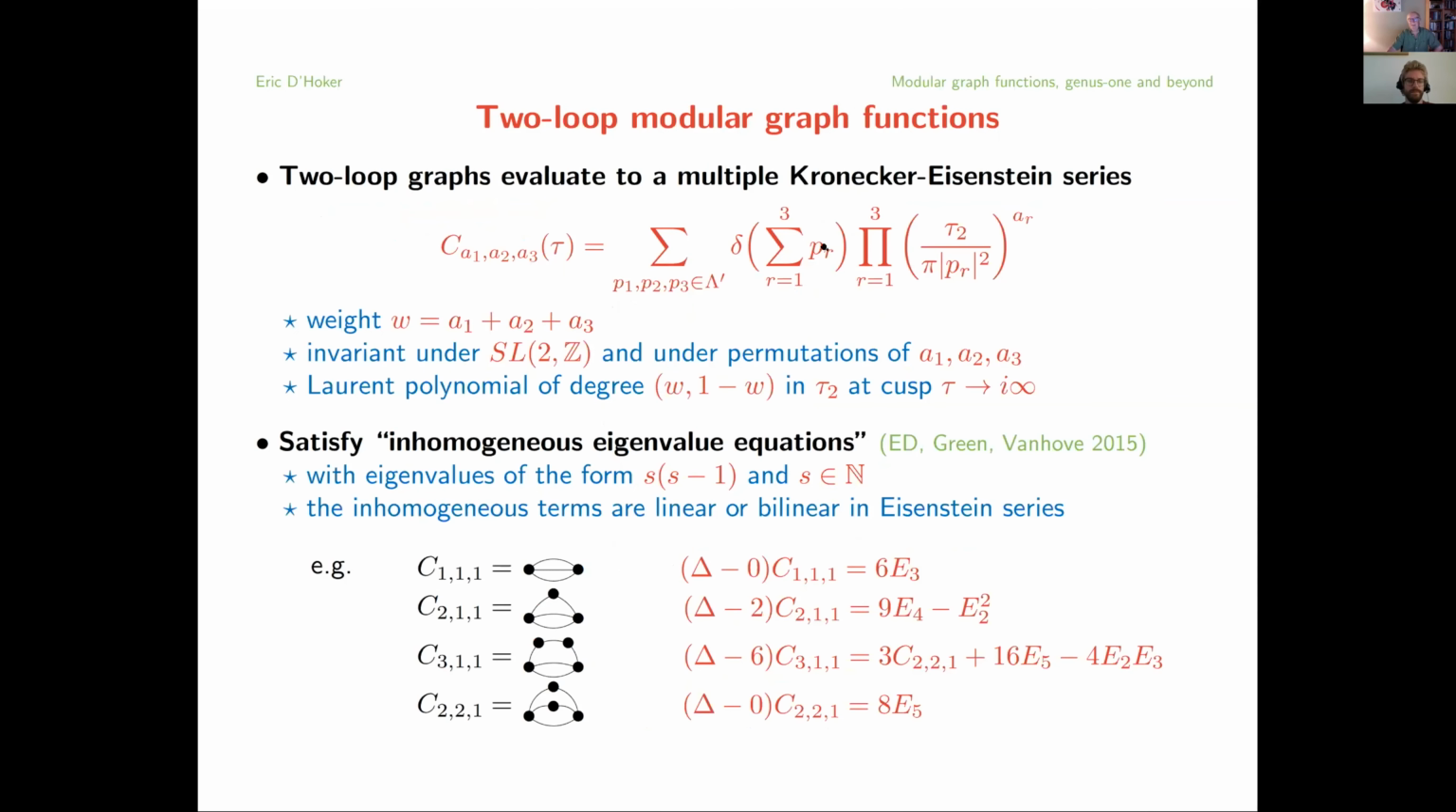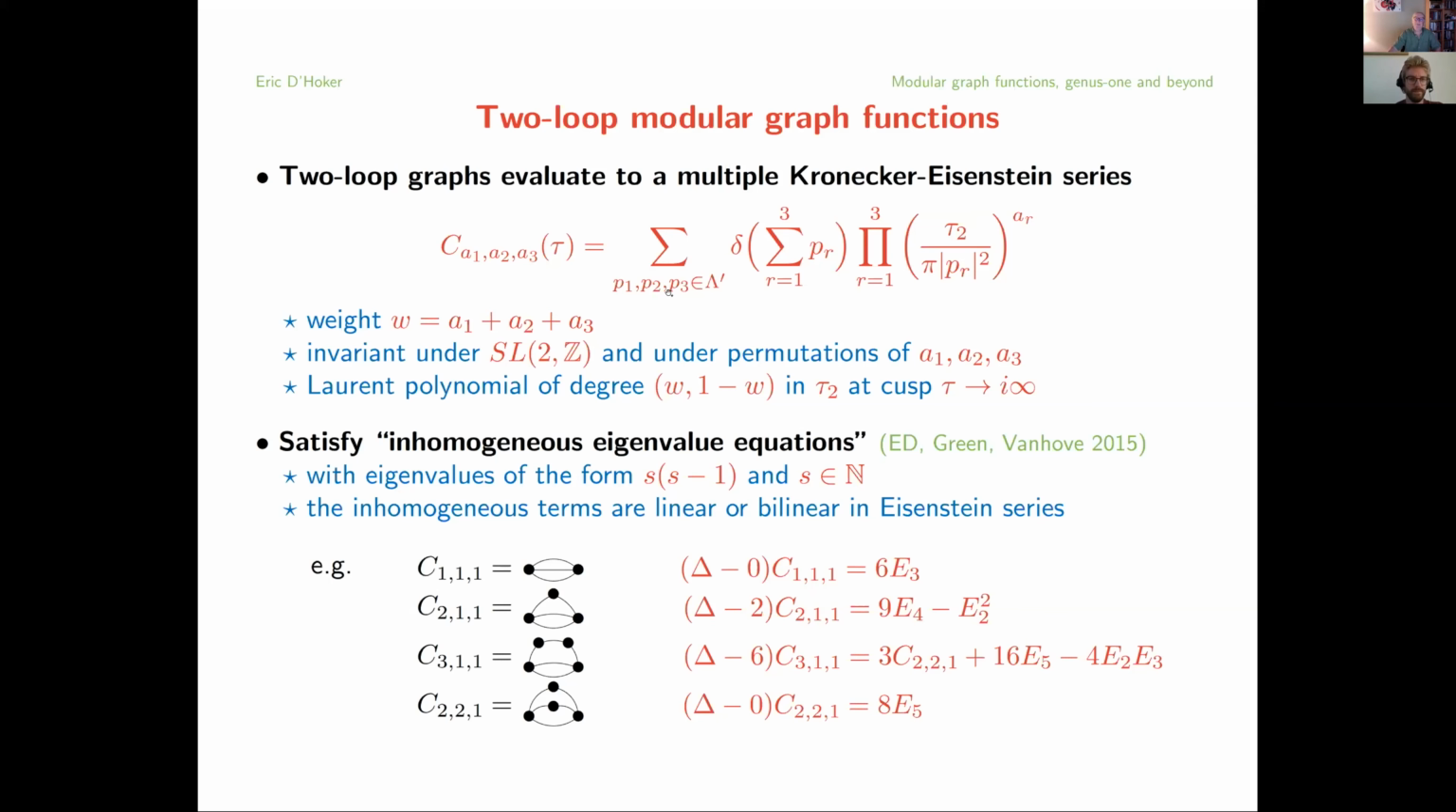And so you can write down an explicit expression for this as a triple sum, the 3 momenta for each line. There is a momentum conservation Kronecker delta, and then you have the product of each of the propagators raised to the number of lines you have concatenated, which we'll call AR. The weight in this case, or the number of Green's functions, is the sum of the A's. And this is again invariant under SL2Z. And actually, it's also invariant under permutations of the labels, which I'm not going to use here, but it actually plays a very important role in some of the things I will mention.